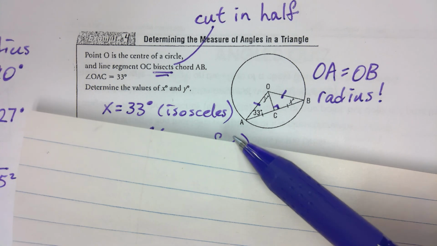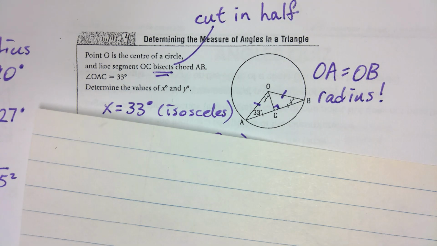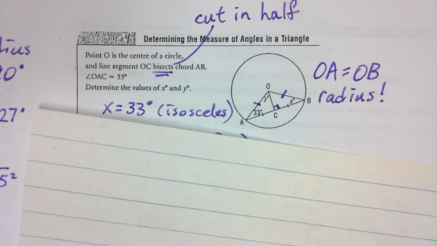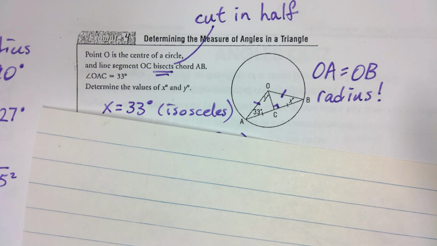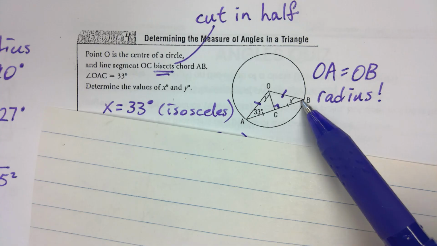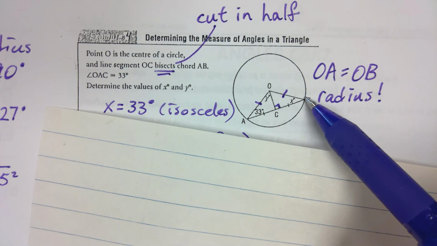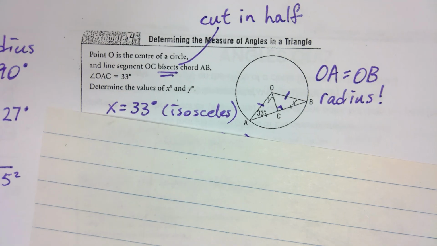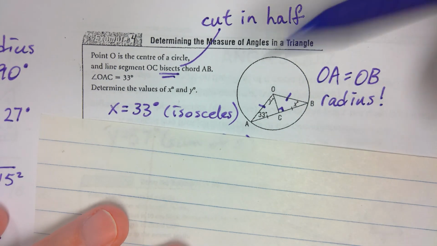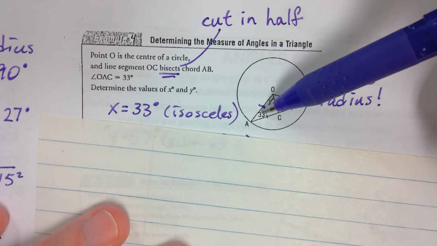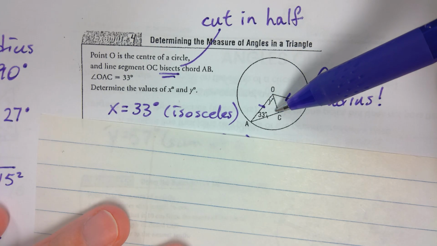By the way, what is line AB called again? We just learned this name today. Chord. That's right. You guys need to know these names. Line AB touches 2 points on your circumference. That's a chord. Since I know that this is 33, this is 33, this is a 90-degree angle.